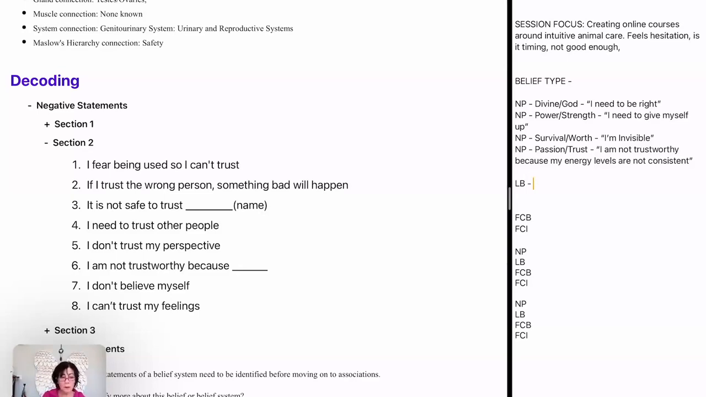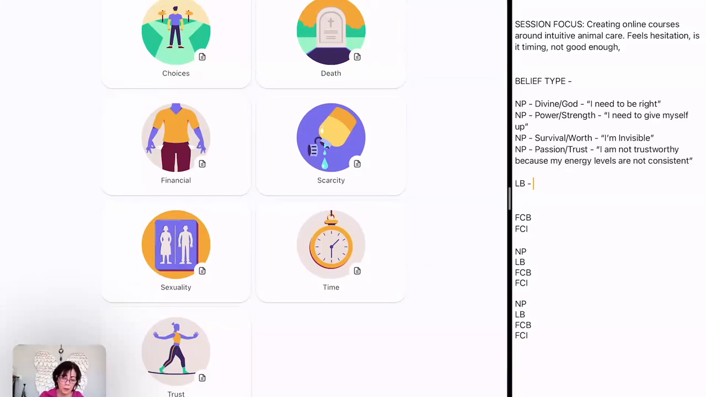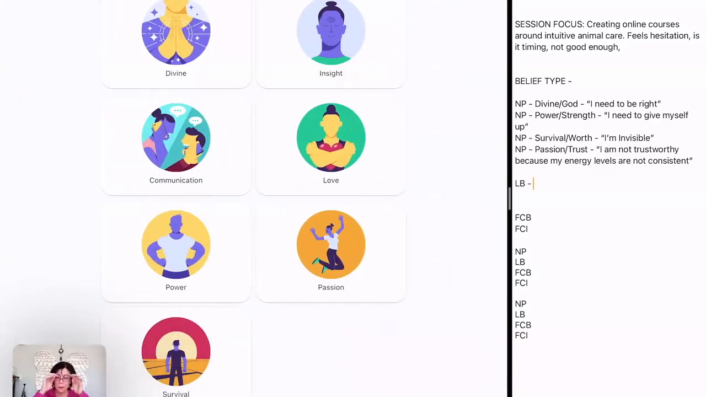That was the negative program. So now I'm going to look for limiting beliefs, and there could be 1 to 3 of these, right? So I'm going to put those in here. Are there any limiting beliefs that are part of this belief system? Yes. Right side. Okay. Is it insight, love? No, we're in the passion area.